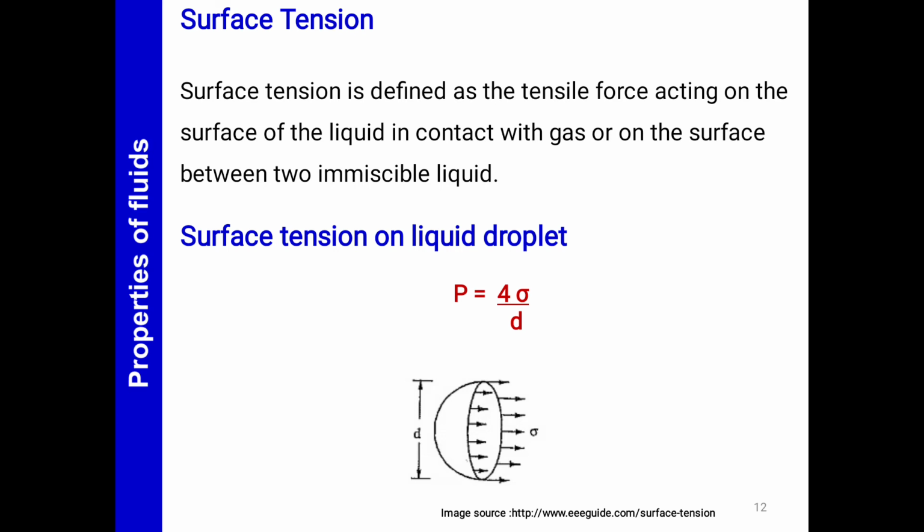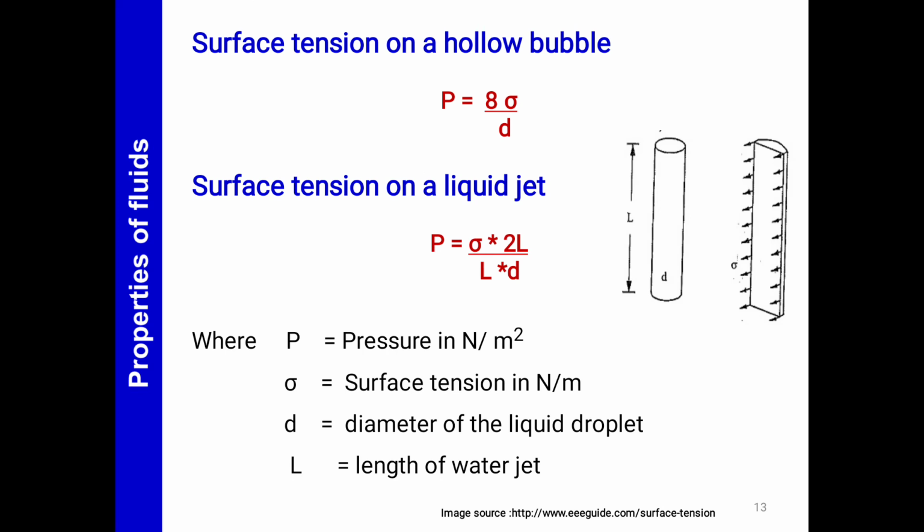Next property, surface tension. Surface tension is defined as the tensile force acting on the surface of the liquid in contact with gas or on the surface between two immiscible liquids. So, the pressure due to surface tension on a liquid droplet is given by capital P is equal to 4 sigma by d. On a hollow bubble, capital P is equal to 8 sigma by small d.